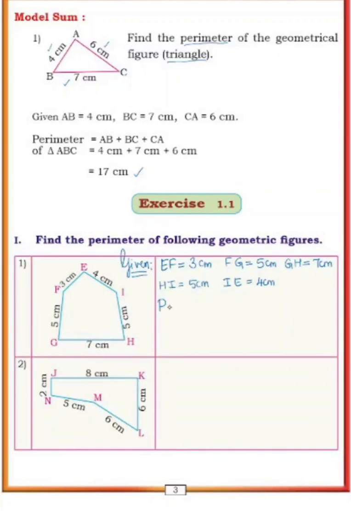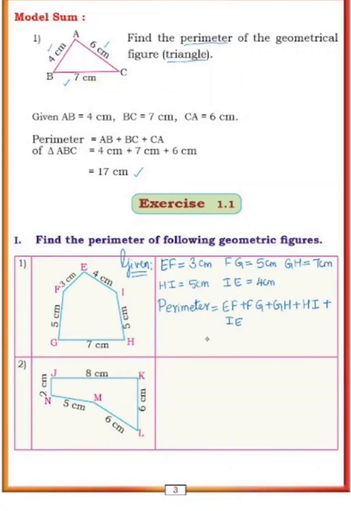Now let's find the perimeter by adding all the sides of the given geometrical figure. So perimeter is equal to EF, this is the representation of the side EF, plus FG plus GH plus HI plus IE. So these are the sides of the given geometrical figure.